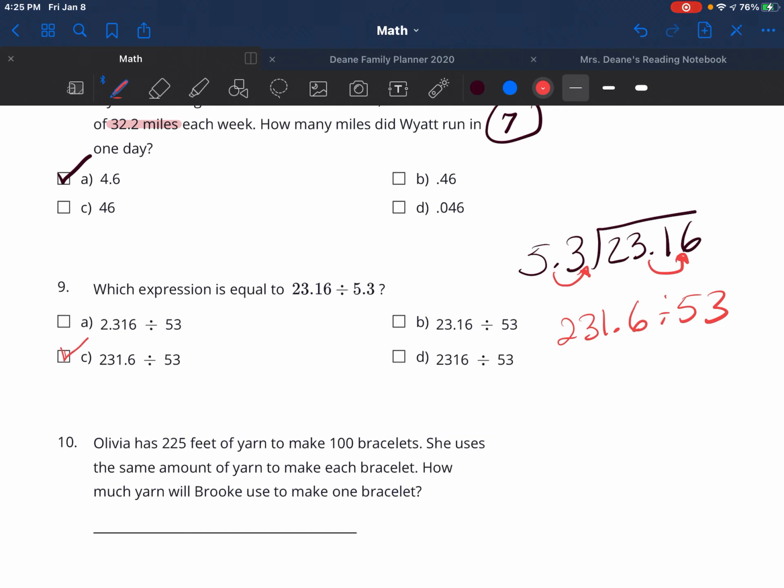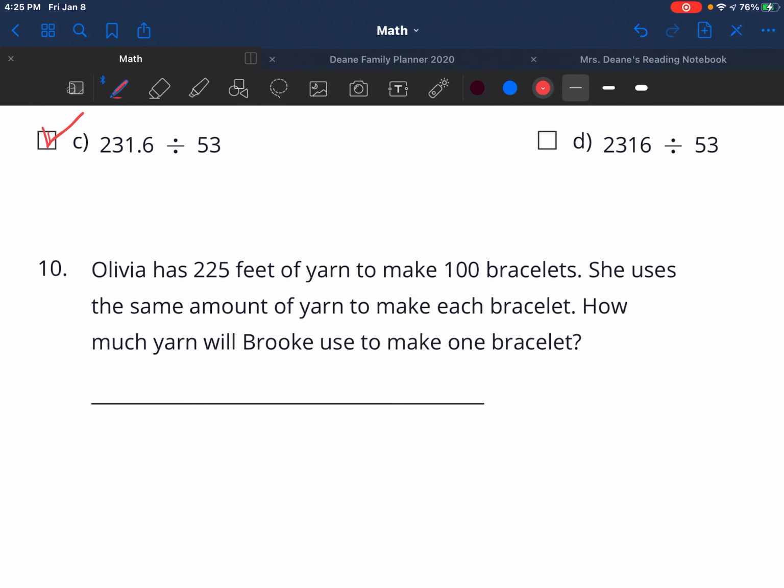If you didn't need to set up that division problem, you probably would have just gone like this, and then picked C as well. I don't have you showing your work for that one because, again, it's simply moving the decimal.